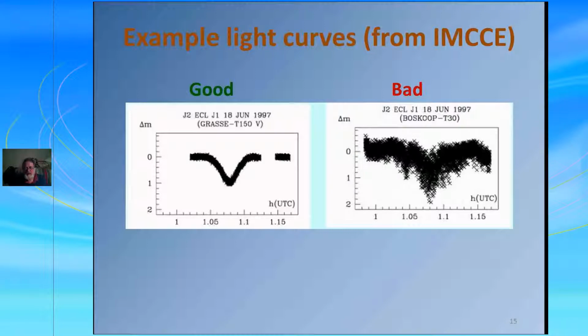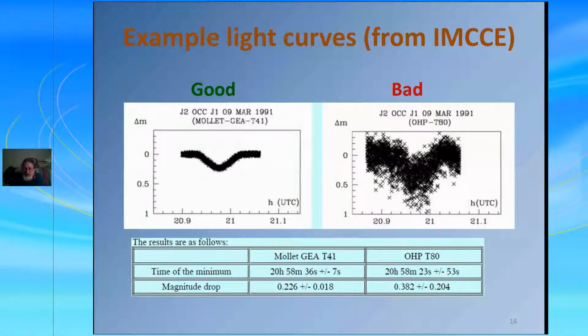The next slide actually quantifies what you can get out of these. Left-hand one here, a good light curve. Right-hand one, very noisy, bad. Left-hand one, it's the time of minimum plus or minus 7 seconds. The right-hand one, uncertainty is 53 seconds. Magnitude drop, left-hand one, uncertainty 0.018 of a magnitude, right-hand one, 0.2 of a magnitude. We're aiming to generate light curves like the left one and not like the right-hand one. Next slide.